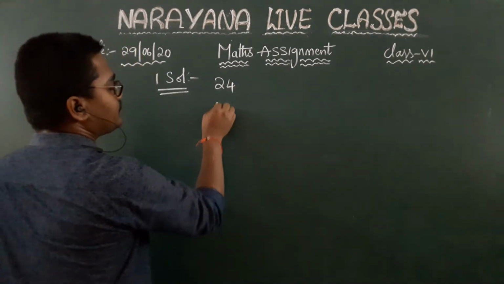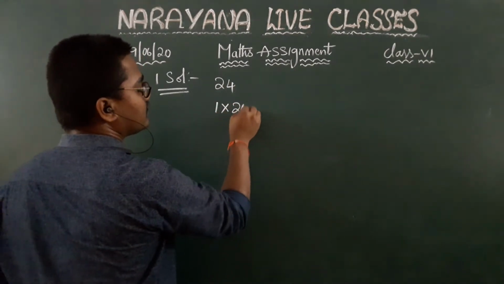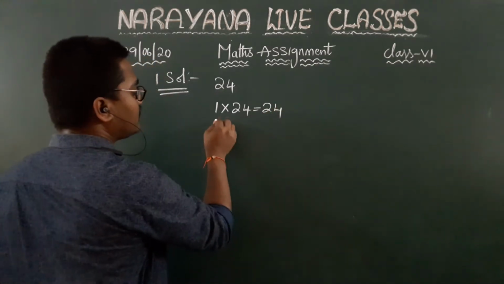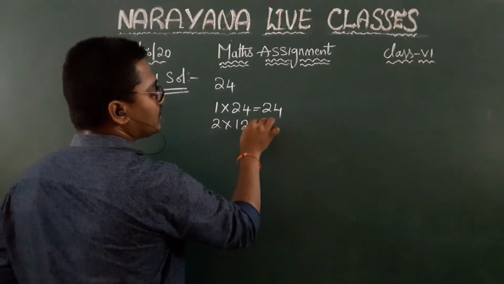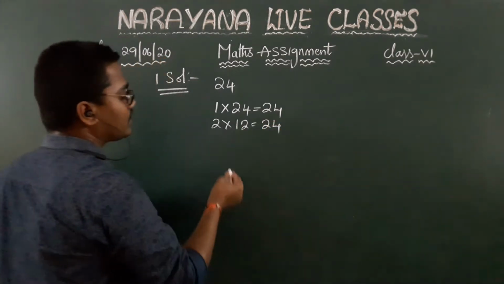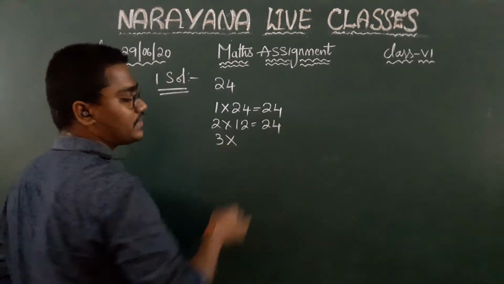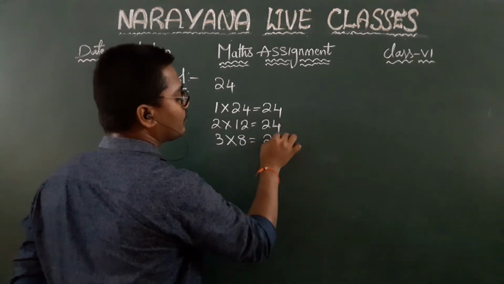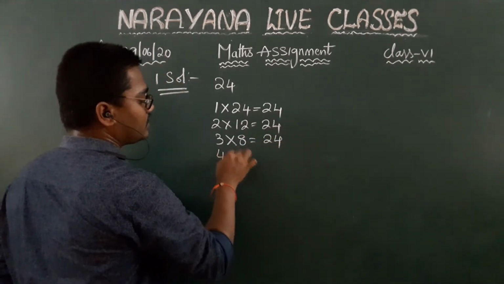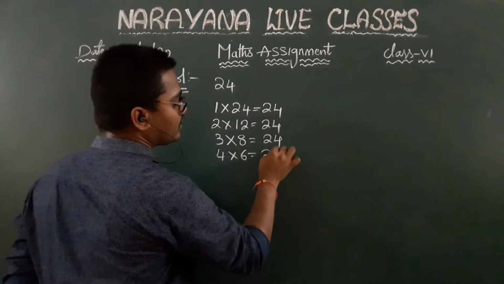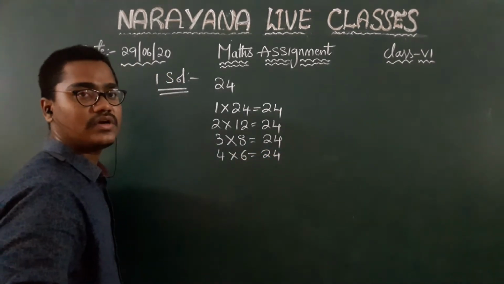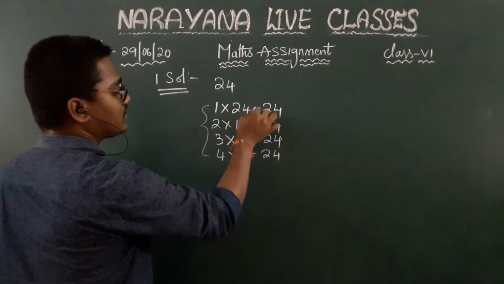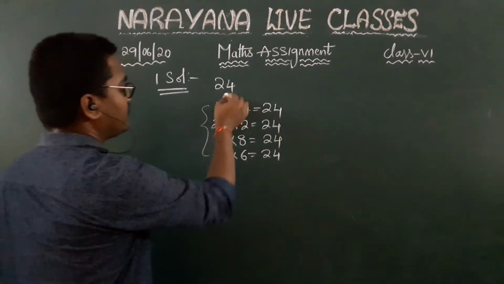Okay. So when you write multiples over here, in 1 table, 1 24s are 24. In 2 table, 2 12s are 24. In 3 table, 3 5s are 15, 3 6s are 18, 3 7s are 21, 3 8s are 24. In 4 table, 4 5s are 20, 4 6s are 24. In 5 table, 24 is not a multiple. Again in 6 table, 6 4s are 24. So all these numbers over here, you can see, are the factors of 24.